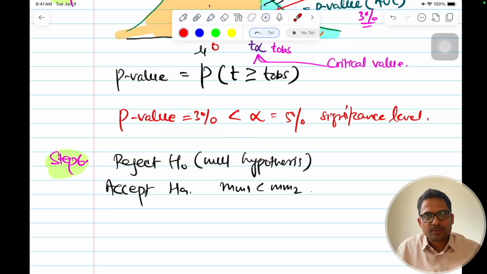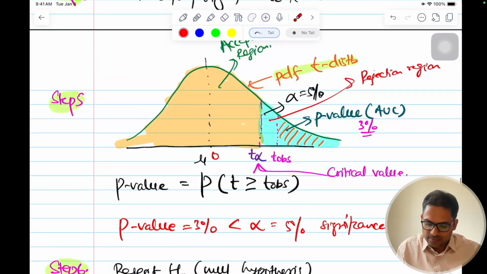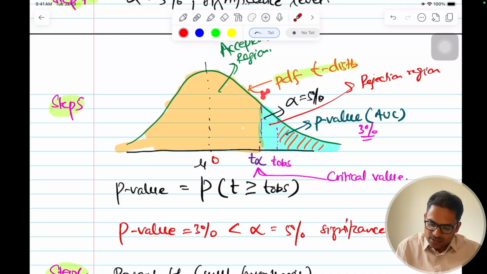I hope these 6 steps are clear. Okay, so we discussed the critical value, beyond which the area under the curve will be equal to the significance level. If my T observed is towards the right of it, then automatically the area under the curve will be less than the significance level, and I will reject the null hypothesis.